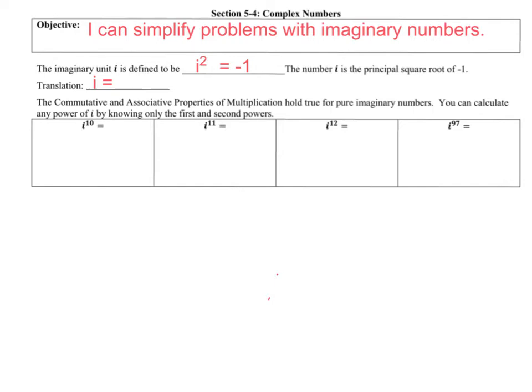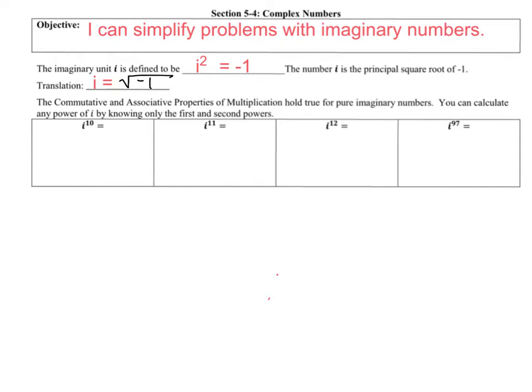The imaginary unit i is defined to be i squared equals -1. The number i is the principal square root of -1. In other words, i is equal to the square root of -1. The commutative and associative properties of multiplication hold true for pure imaginary numbers. You can calculate any power of i by knowing only the first and second powers.